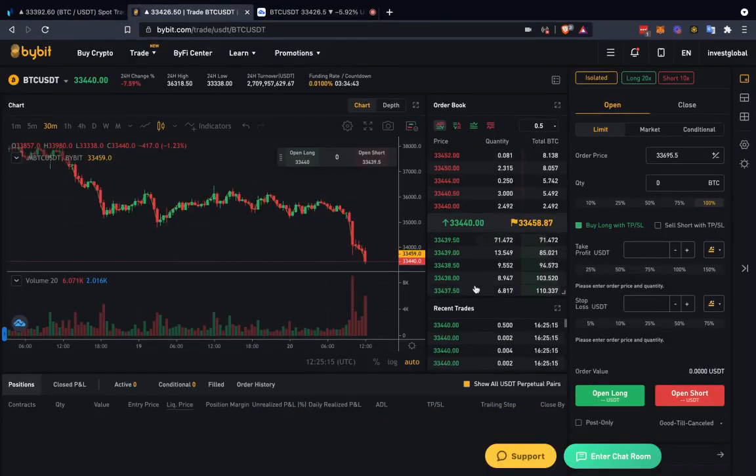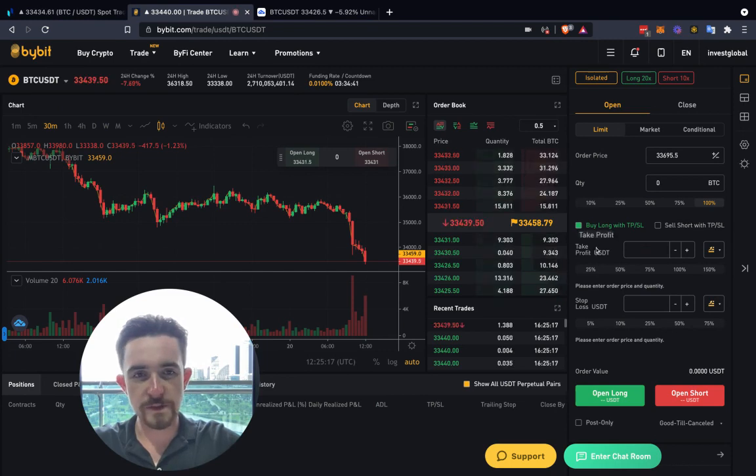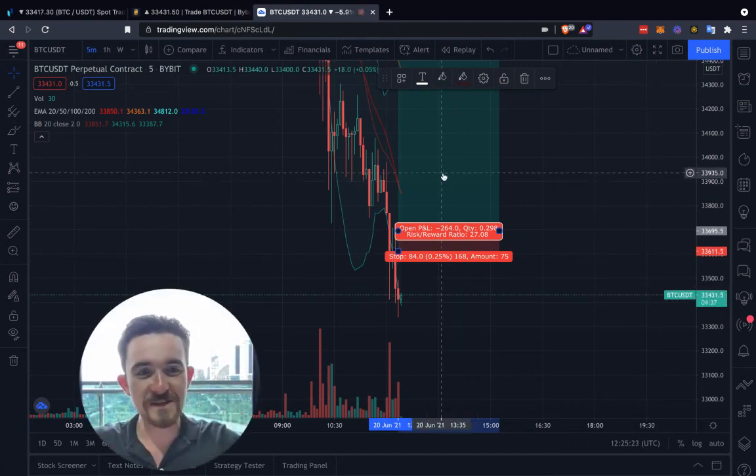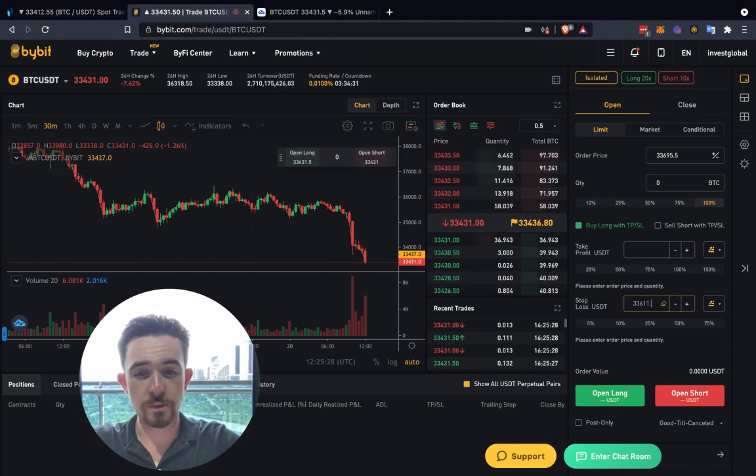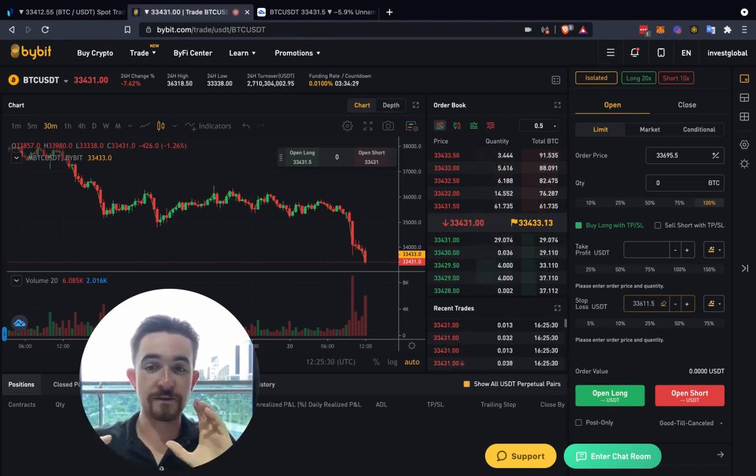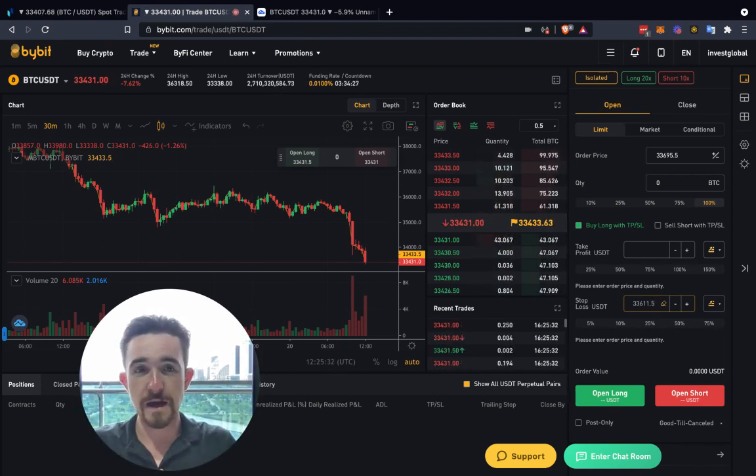33611.5. So we'd pop that in here. So this would be take profit. This would be stop loss. So SL and TP. So now I just forgot it. Hold on, 33611.5. And this is, again, 33611.5.